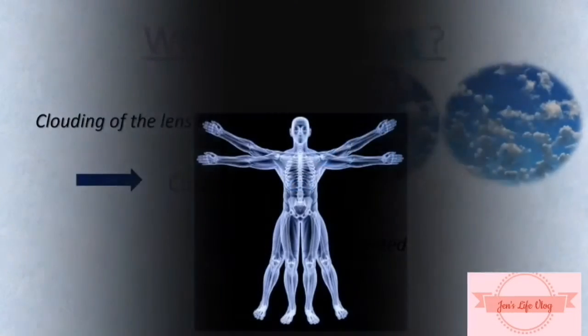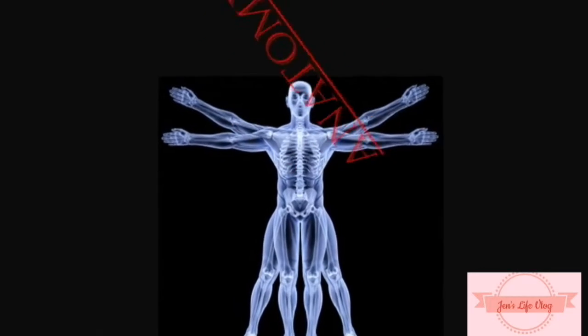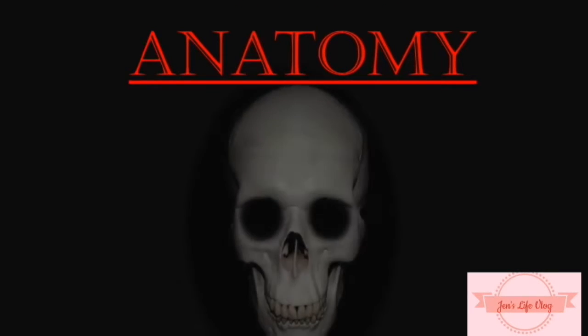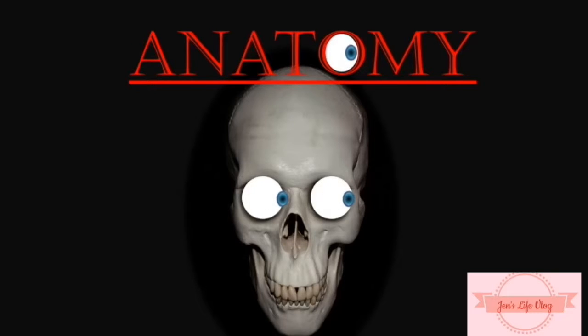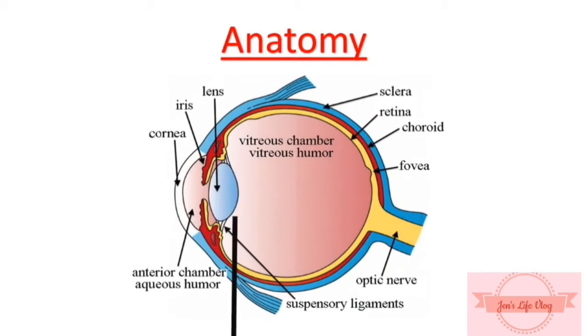Now let's focus on the anatomy of the eye. When you study the anatomy of the eye, just have in mind that vision is one of our most valued resources, and it's amazing how these small organs will accomplish such a difficult task. The eye is anatomically divided into the anterior and the posterior segment.